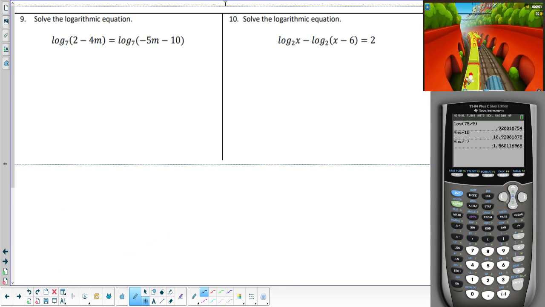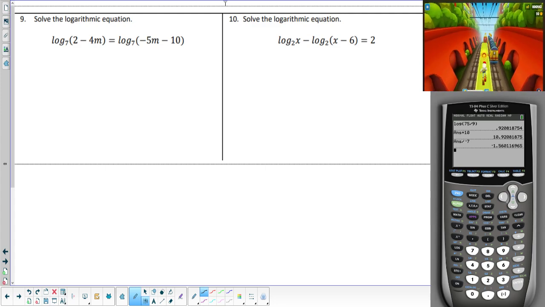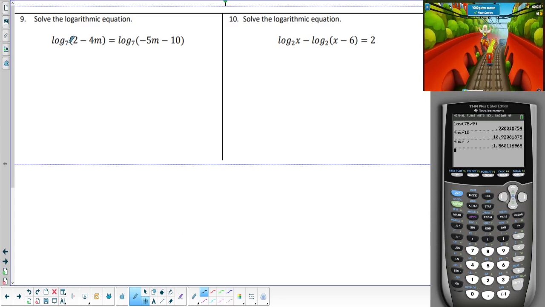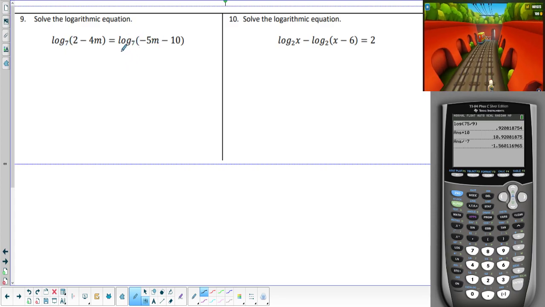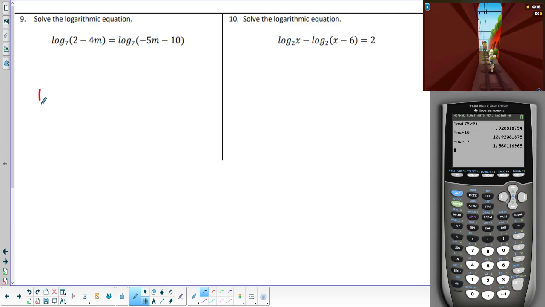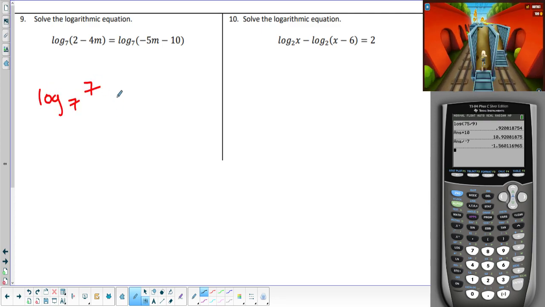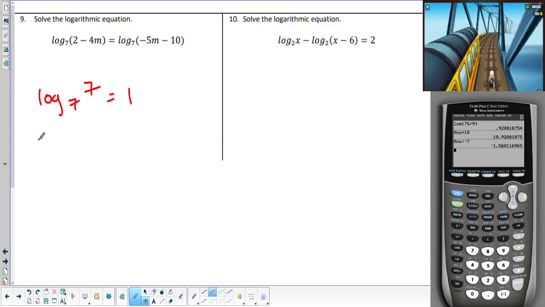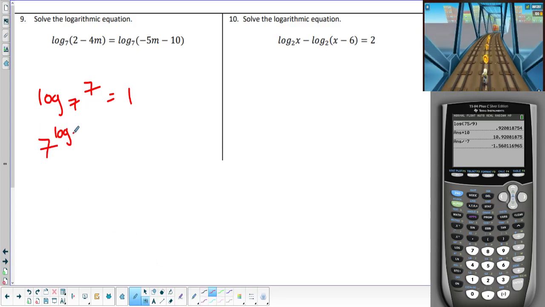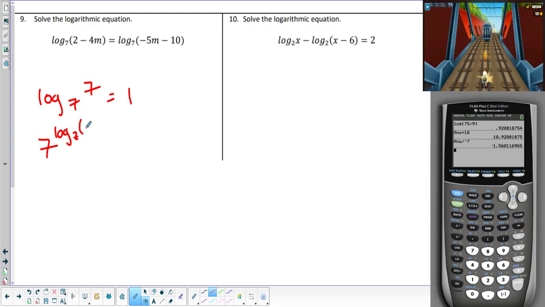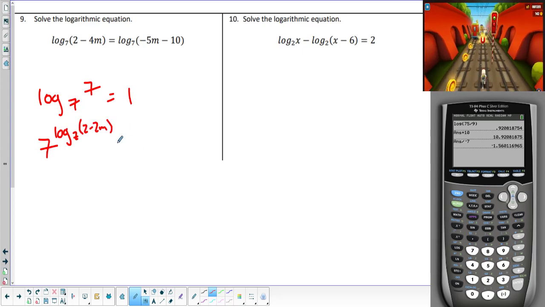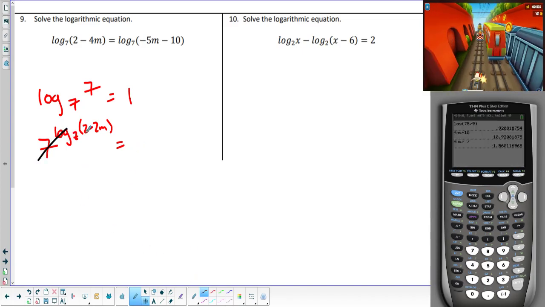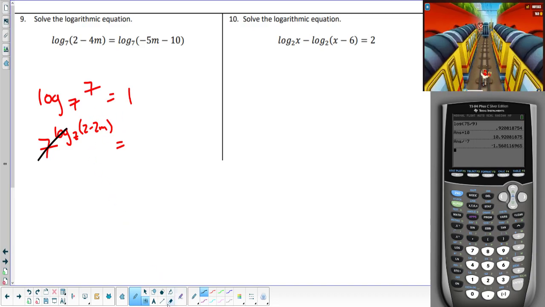Here we go. And so when I look at problem number 9, I can notice that both of these have a base of 7. Well, just as the log base 7 of 7 is equal to 1, if I rearrange this, I could say that 7 to the power of log base 7 of something, like 2m, equals, well, that just cancels out, right? 7 to the power of log base 7 just leaves you with whatever's in the argument.